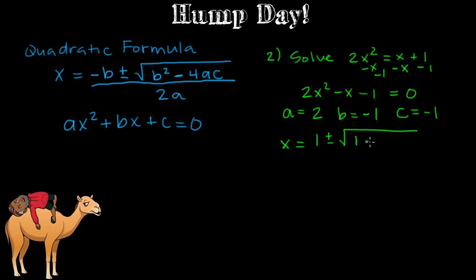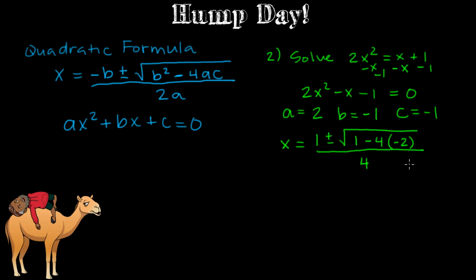And then minus 4, and then I need to multiply a times c. 2 times negative 1, which is negative 2, all over 2 times a. Now, a in this problem is 2, so I'm going to go 2 times 2, which is 4.